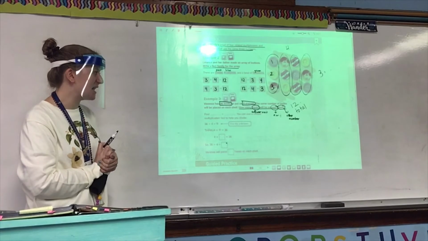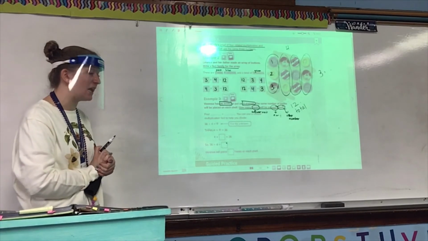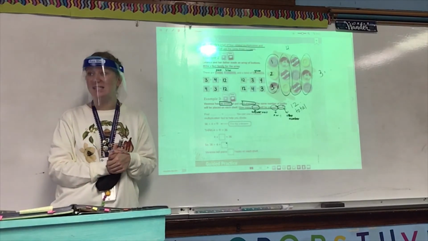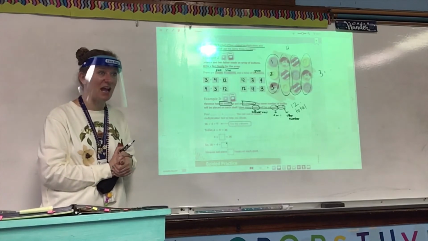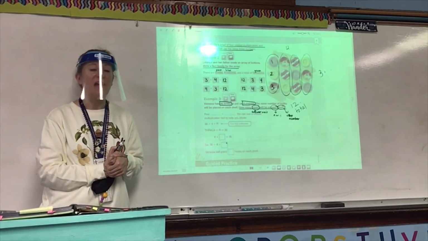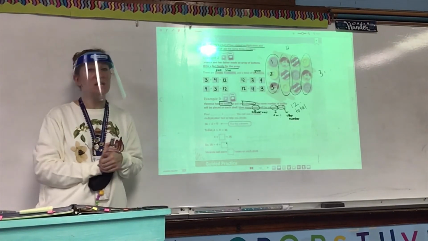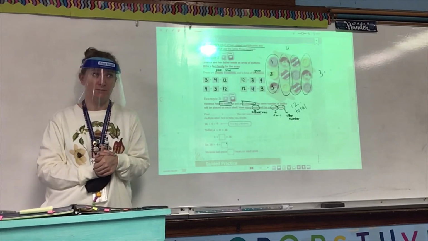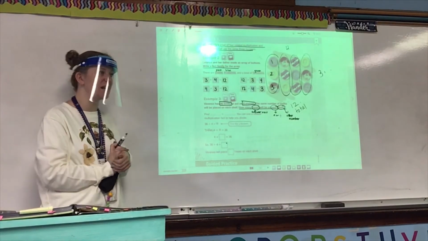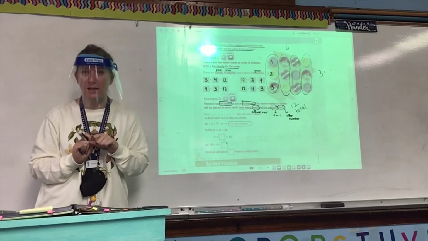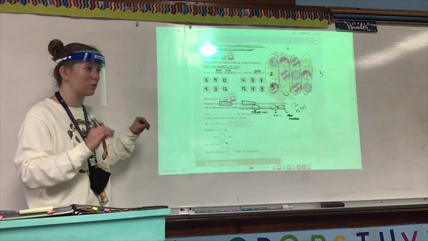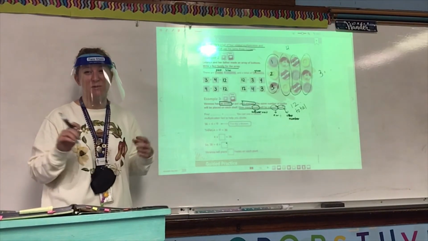My next sentence says the same number of books will be placed on each shelf. All that sentence is telling me is that we're going to have equal groups. If we have equal groups, that means we can multiply or divide. All that sentence is telling me is, hey, you're going to be able to multiply or divide because we have equal groups. We can only multiply or divide when we have equal groups.